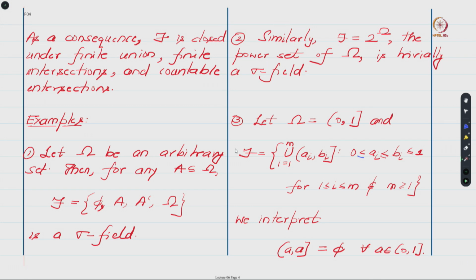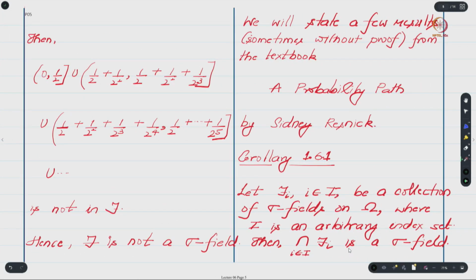And we will interpret an interval of this form, where you set a_i equals b_i and m equals 1, because it is open at this end and closed at this end, to be the empty set for any a. Is that okay? Alright, and now my claim is that this collection is actually not a sigma field.